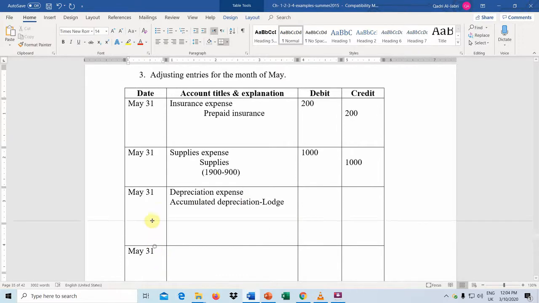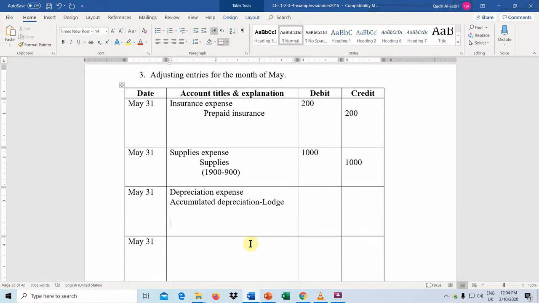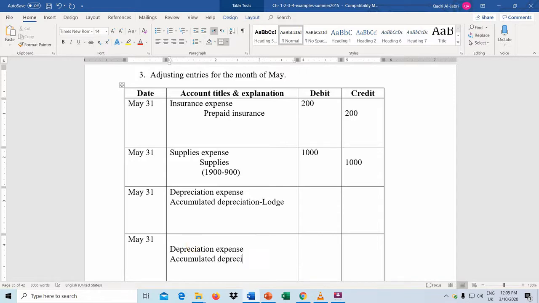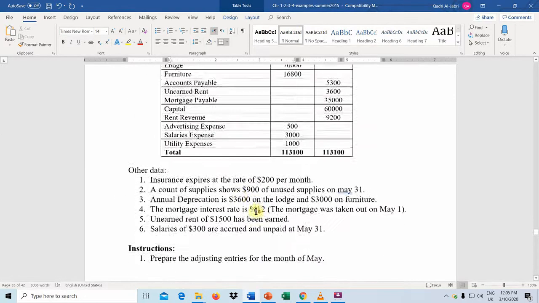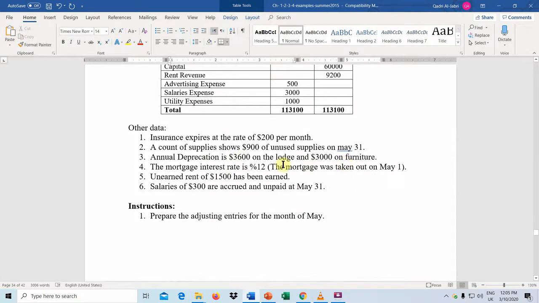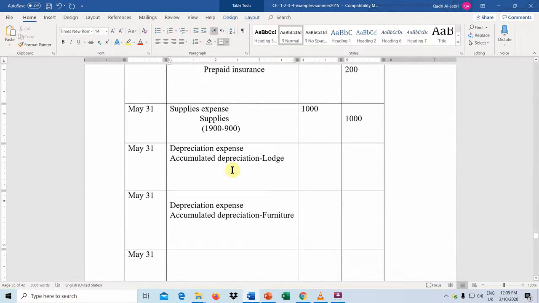I will do another journal entry for depreciation expense and the credit for accumulated depreciation for furniture. So the first one, it said that it's 3,600 for the lodge and 3,000 for the second one.